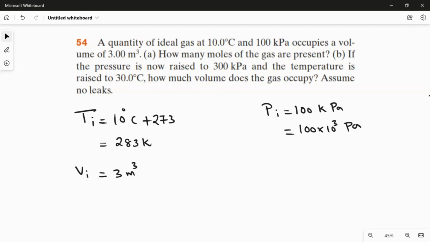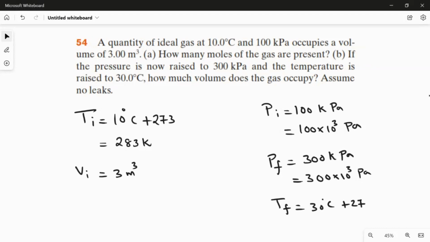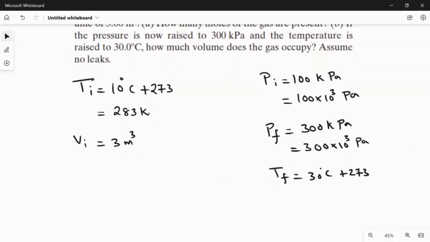So in the second part they say we have to increase the pressure to 300 kilopascal. So what is the final pressure? Here the final pressure is 300 kilopascal, which takes the value of 300 multiplied by 10 power 3 pascal. And also they mentioned the final temperature, which is 30 degrees Celsius. If you add 273, we will get the final temperature as 303 Kelvin.